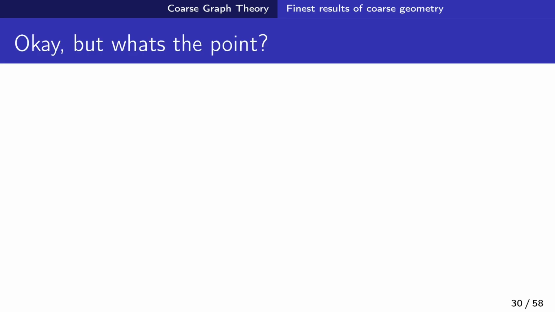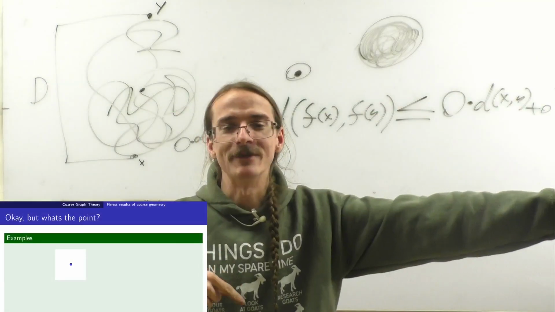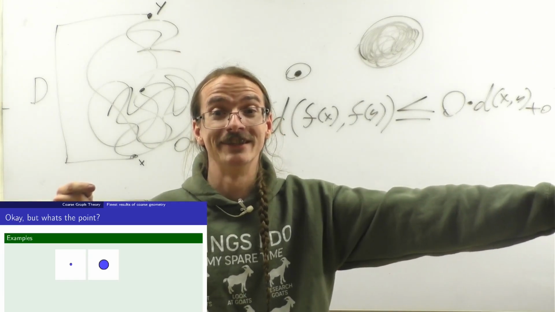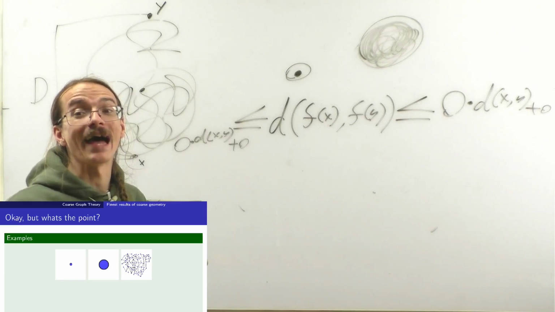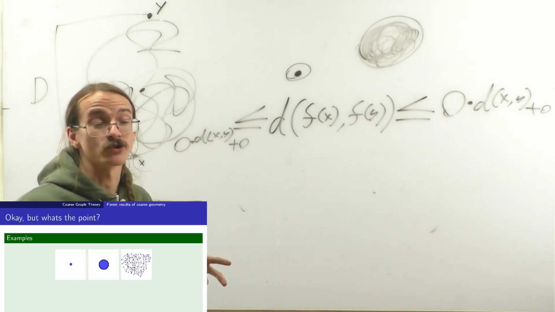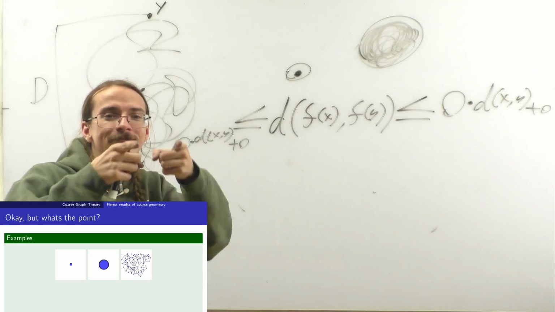Take me to the next one. Take me to the next one. Look, a point. Take me to the next one. Look, a big point. Take me to the next one. Look, a mess. And all of them are quasi-isometric to a point. Great, and that's the point.